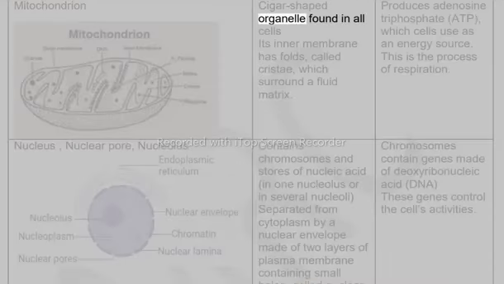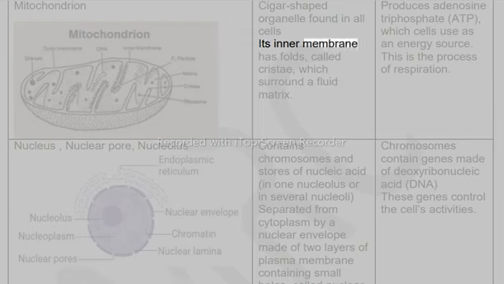Mitochondrion. Cigar-shaped organelle found in all cells. Its inner membrane has folds, called cristae, which surround a fluid matrix. It produces adenosine triphosphate, ATP, which cells use as an energy source. This is the process of respiration.